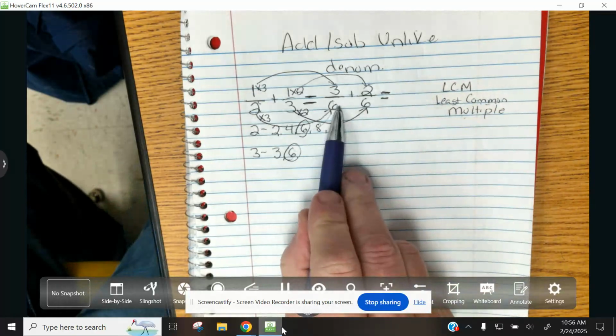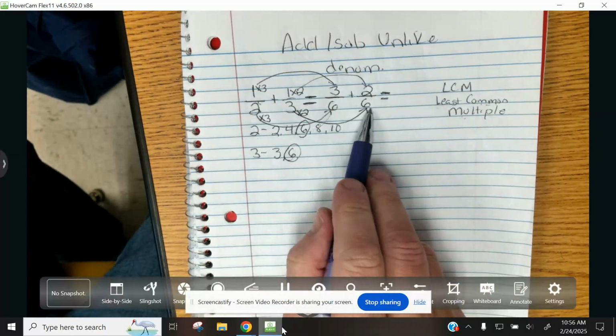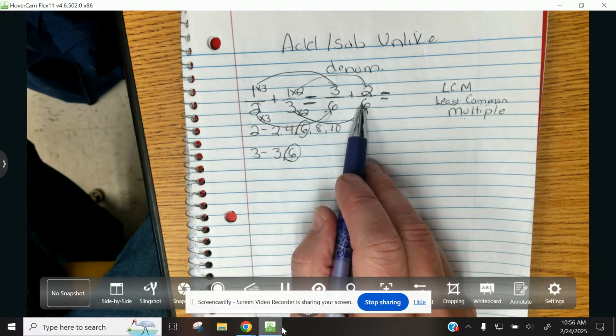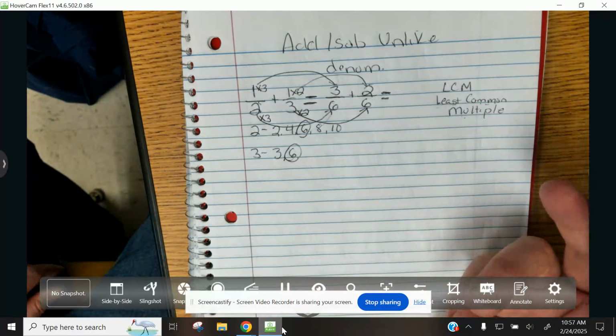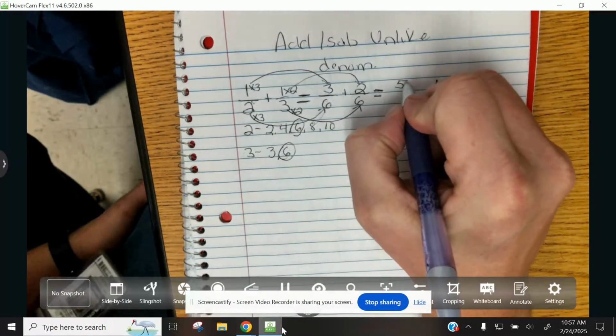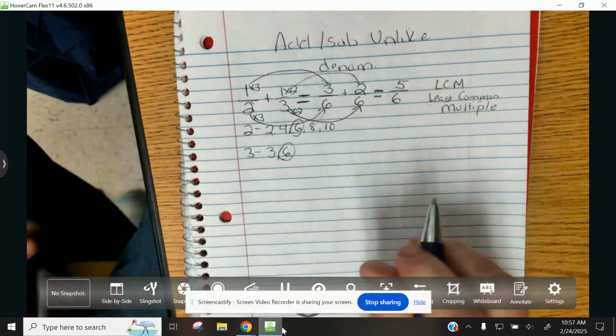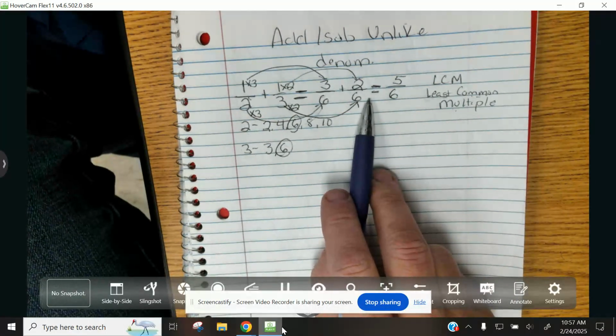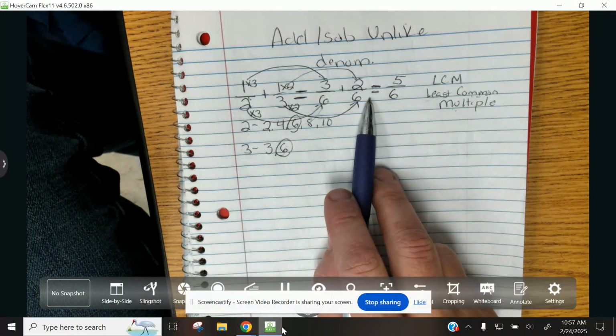Now I have common denominators, so my pieces look the same. I have 3/6 of a pizza. I have 2/6 of a pizza, so I can just add these straight up. Now, when I add, I'm only going to add the numerators. The reason for that is because remember what we talked about. This is why we hit fraction concepts so hard the first week and a half.